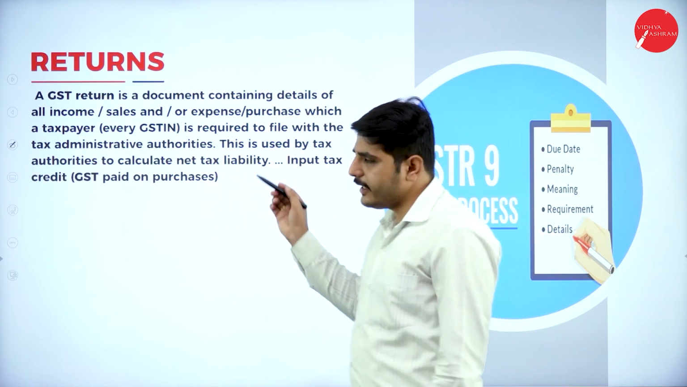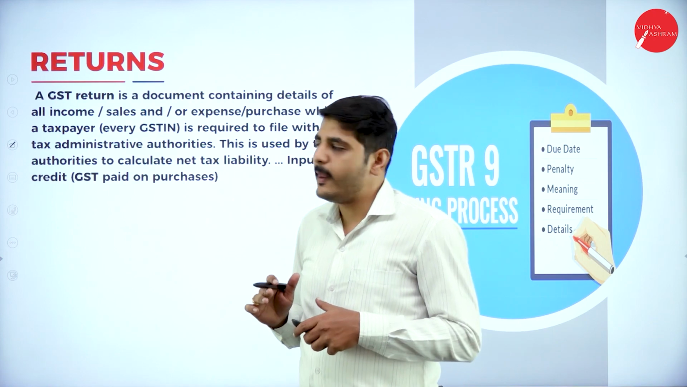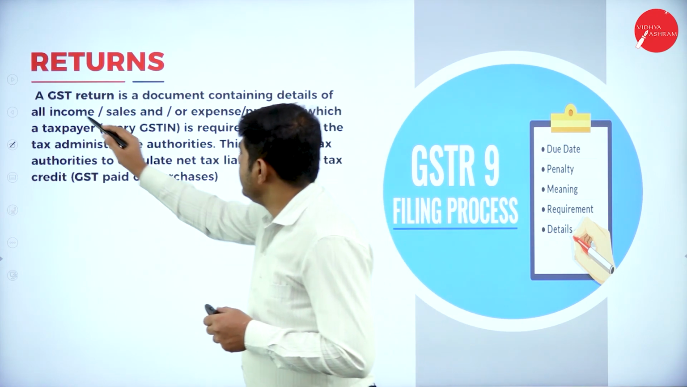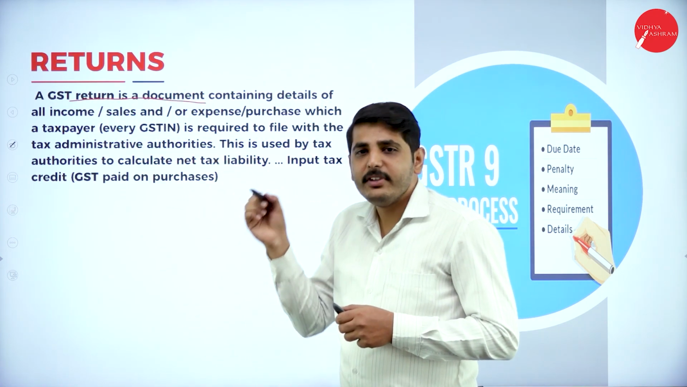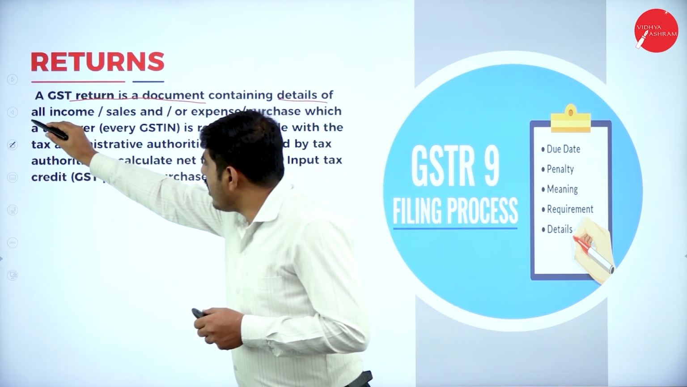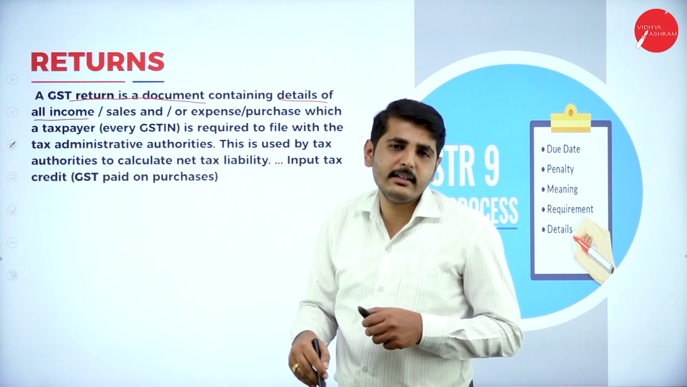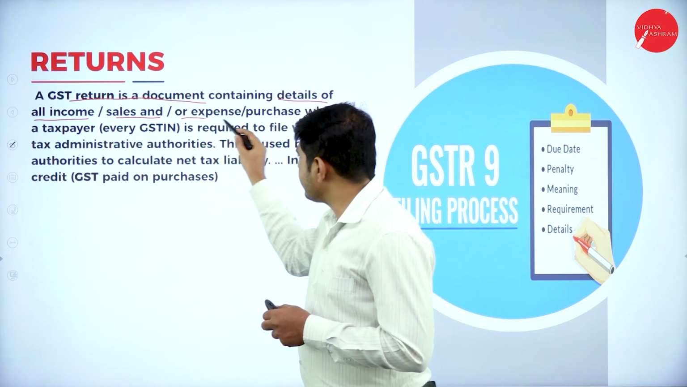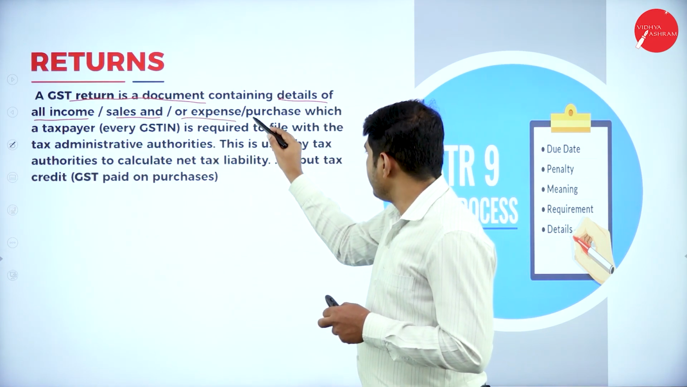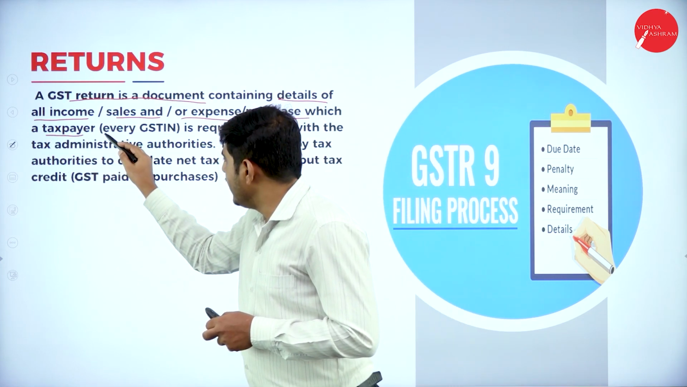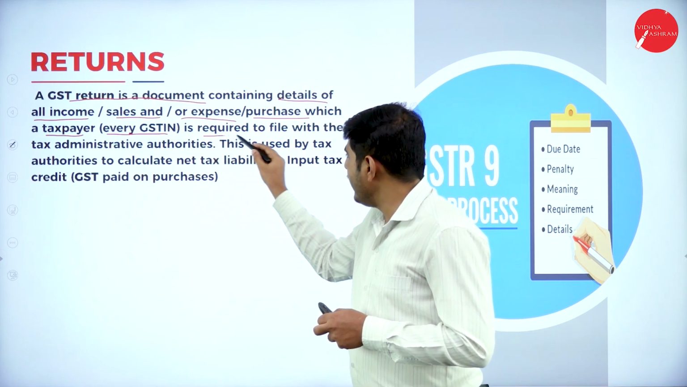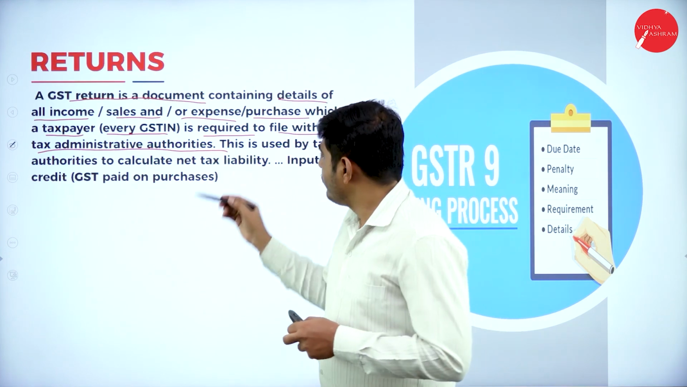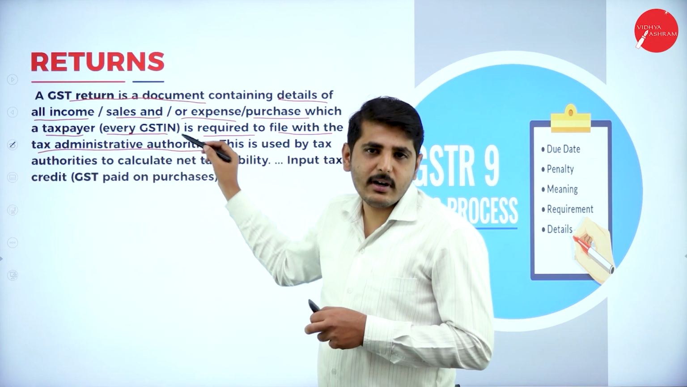Next slide. Returns. What do you mean by returns? See, as a businessman, I have to give all the details to the tax authority or the government. A GST return is a document which contains details of all incomes, whatever incomes I get in my business, and sales, what all the sales I did in my business, and all the expenses incurred while conducting the business. It may be purchases, which a taxpayer with every GST TIN number is required to file with the tax administrative authorities. All the details should be filed before the tax authority. This is called a GST return.